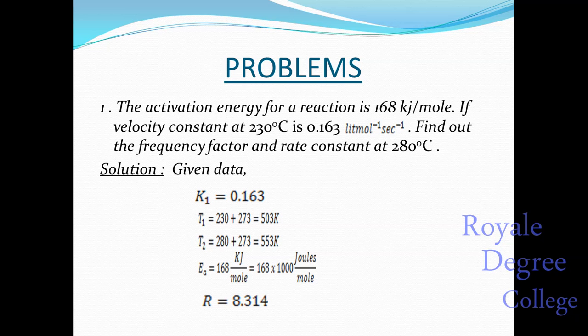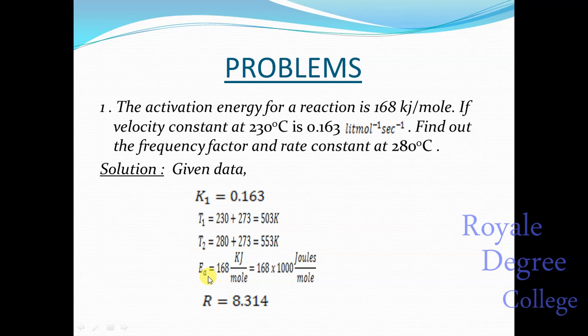So here the given data: k1 value is how much? 0.163. Okay, and the T1 value, that is the first temperature, how much? 230 degrees centigrade. We are converting degrees centigrade to Kelvin, so we are adding 273. So we'll get 503 Kelvin. Then the other temperature, that is T2, how much? 280 degrees centigrade converted to Kelvin. So 280 plus 273, we'll get 553 Kelvin.